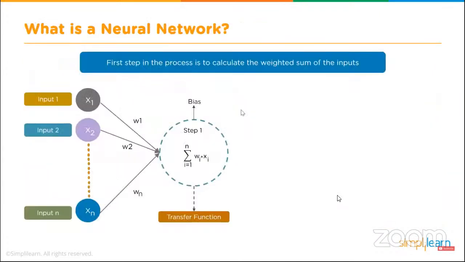So let's see what exactly that means. The training process, this is how it happens. It takes the inputs. Each input is multiplied by a weight, and these weights keep changing during training.